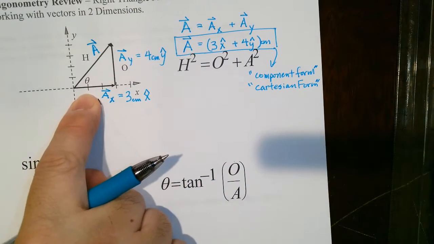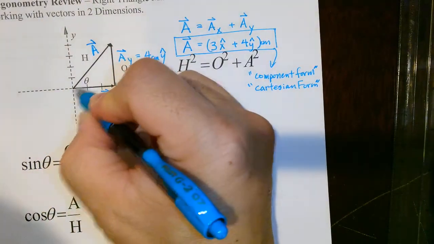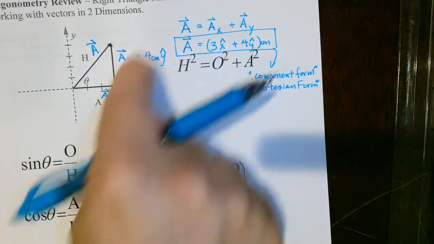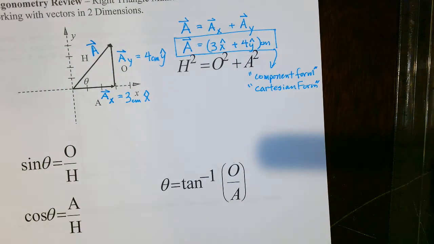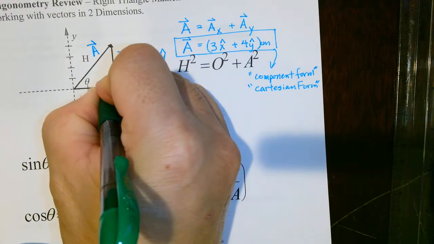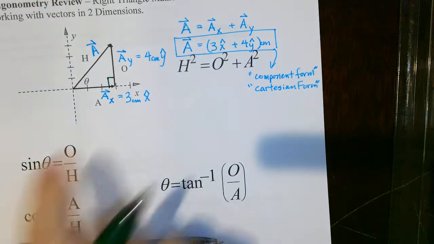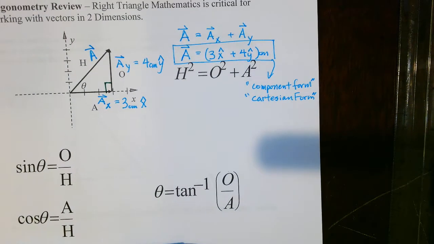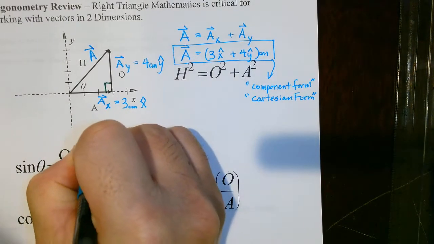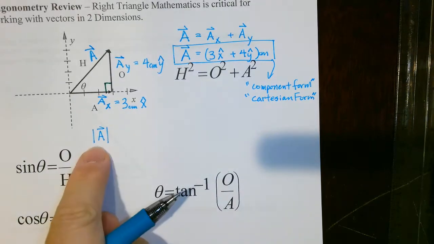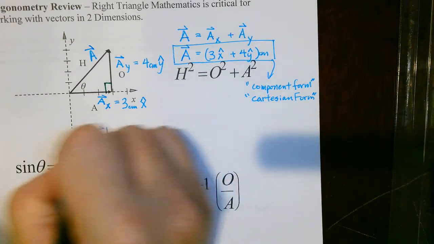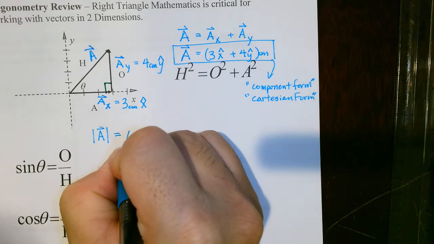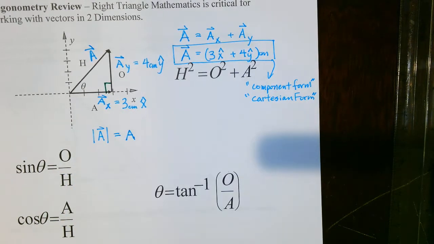Now, if I were to look at this, the magnitude of my A vector when I add these two is not going to be 7, because they are adding in two different dimensions. But if I take a look at it, this looks like a right triangle because my x and y components are perpendicular to one another. Therefore, the magnitude of A vector, this means it's a magnitude, okay? That's the same as just writing it like that, A.